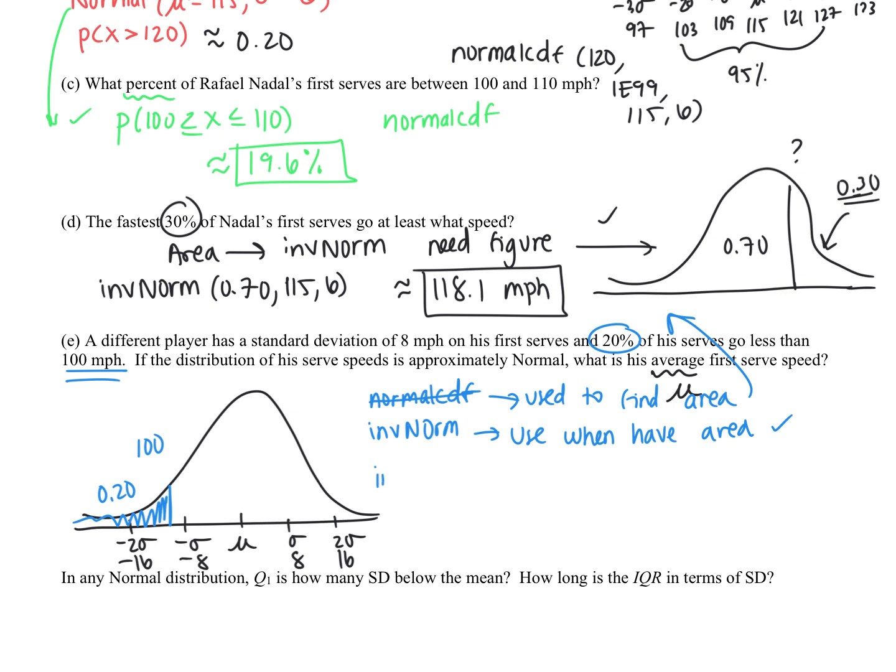So normally in inverse norm, we would input our area, which is 0.2, our mean, and our standard deviation. Okay, well, we don't have a mean. So we can't put in 0.2, question mark, and a standard deviation of 8. We cannot input a question mark for the mean. And so instead, if we put in a mean of 0 and a standard deviation of 1, what we're going to get back is a z-score.